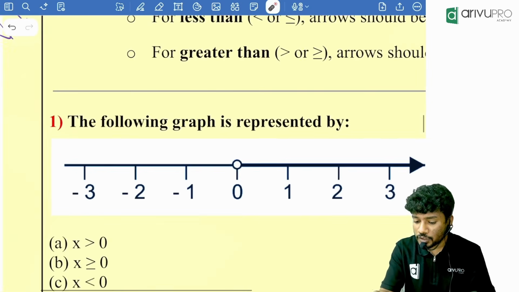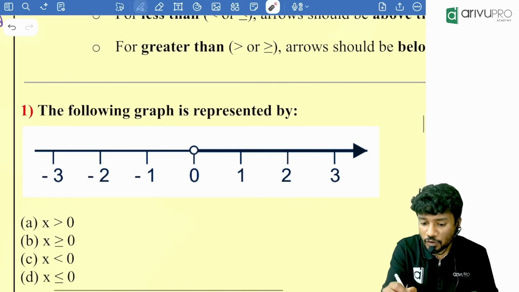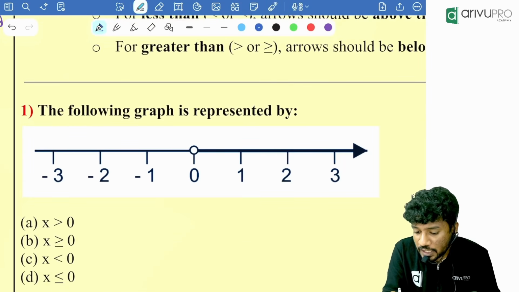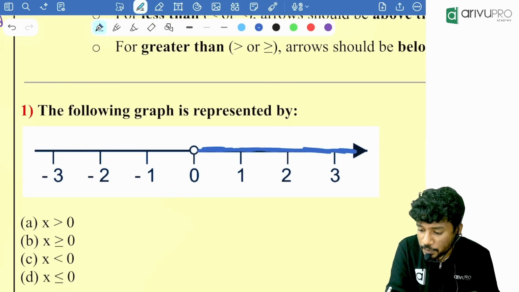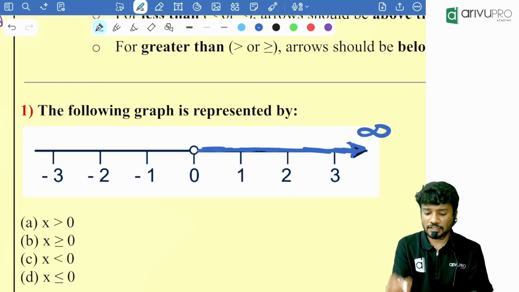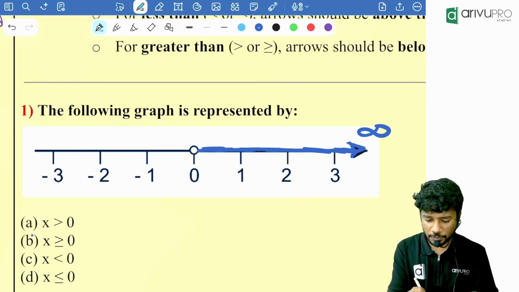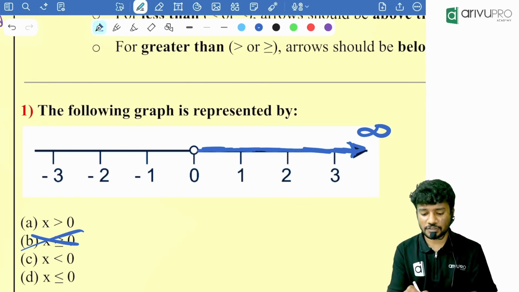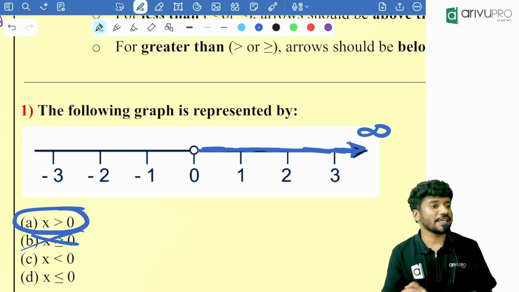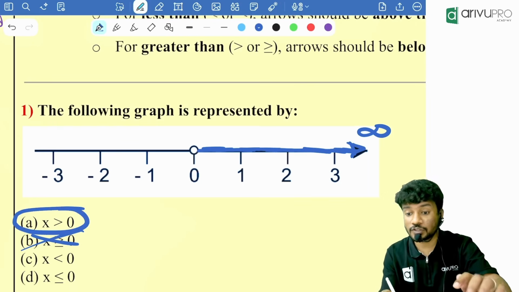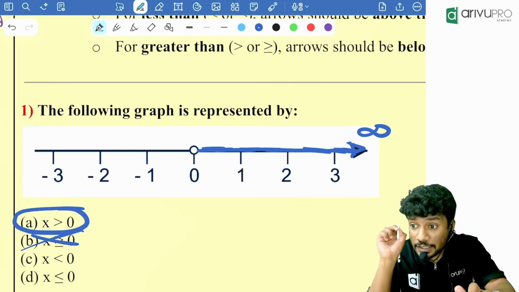That means, look here, the graph is drawn in such a way that this entire area is darkened, correct? From 0 to plus infinity, it is darkened. Is 0 included? 0 is not included. So is option B correct? No. Which option is the right answer, people? Option E is the right answer, because 0 is not included.